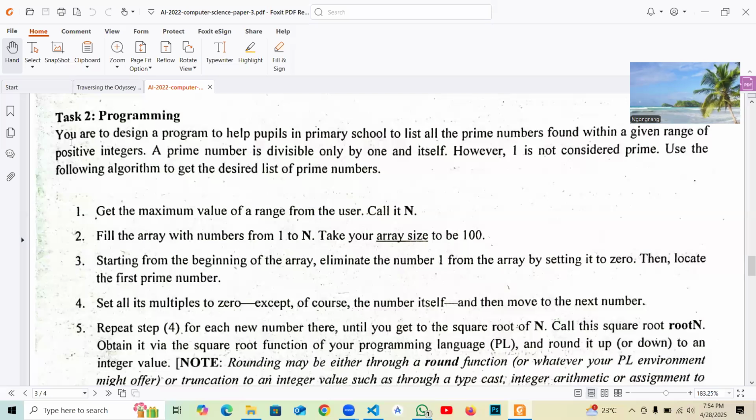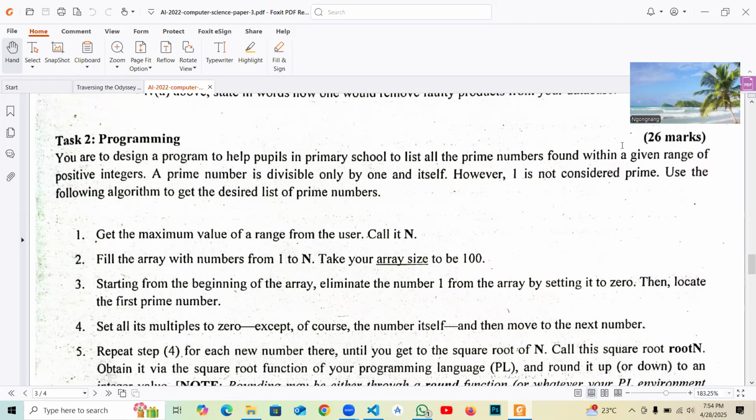Okay, that notwithstanding, programming. You are to design a program to help people in primary school to list all the prime numbers found within a given range of positive integers. A prime number is divisible only by 1 and itself. However, 1 is not considered prime. Use the following algorithm to get the desired list of prime numbers.